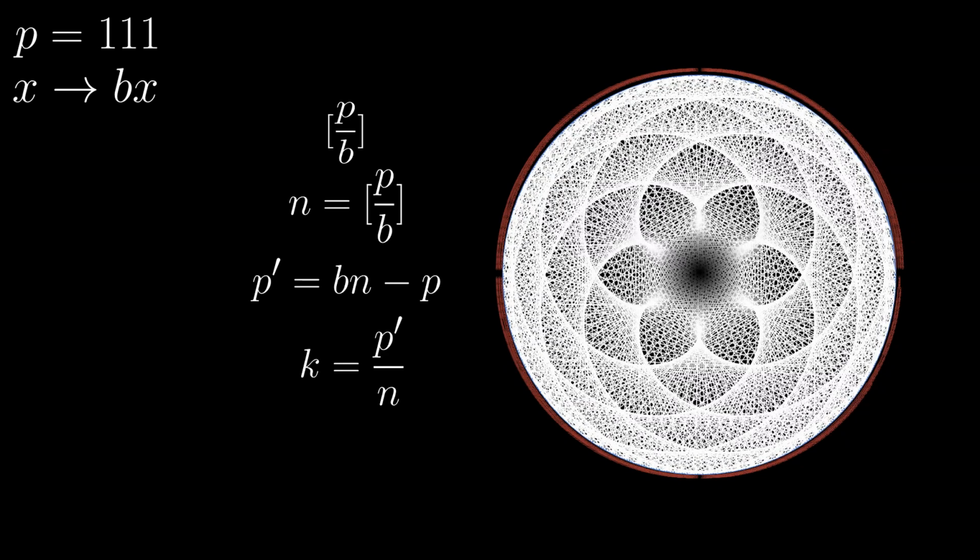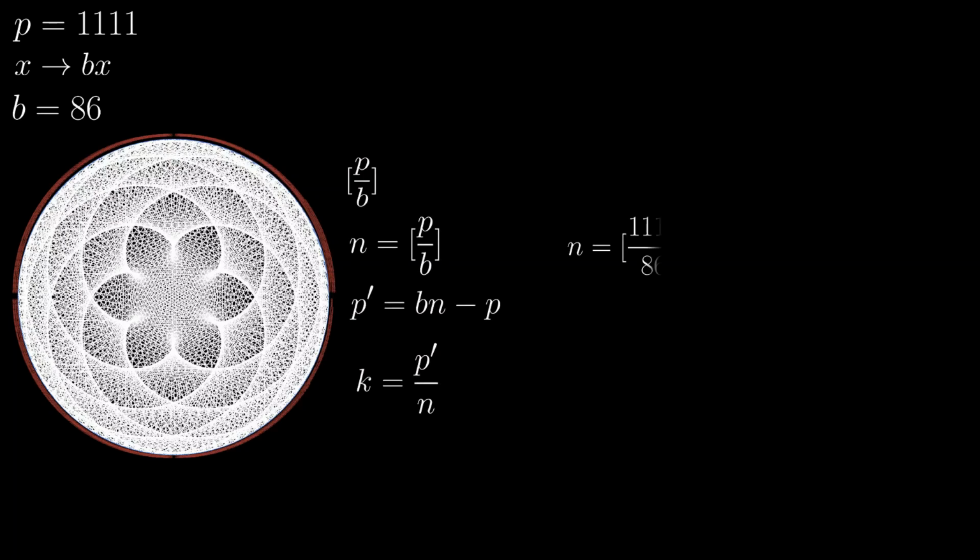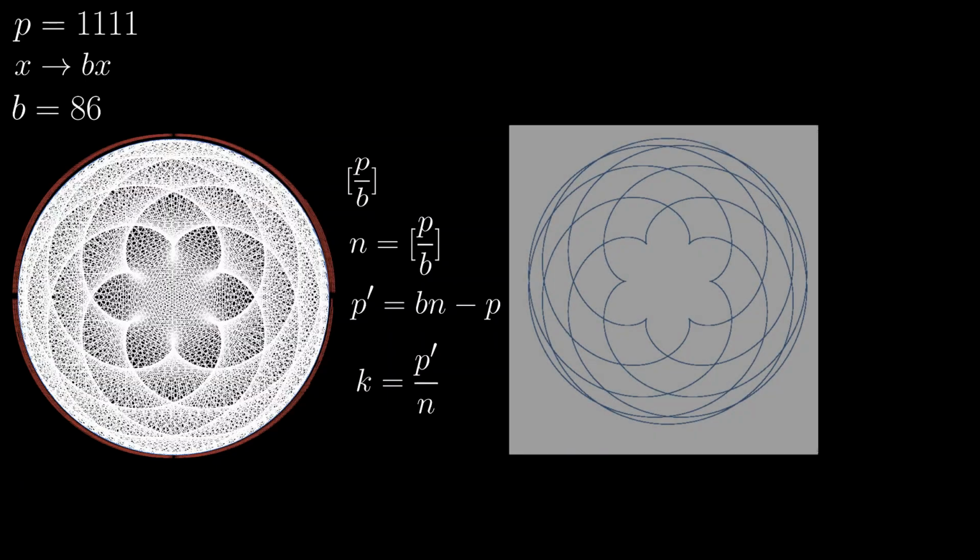Let's try to verify more random cases. For example, where P equals 1111 and B equals 86, we want to find the ratio of the epicycloid. We have N equal to 1111 divided by 86 to the nearest integer, which is 13. And P', according to our formula, is 7. Let's try to plot the epicycloid K equals 13 divided by 7. 13 over 7. Perfect.